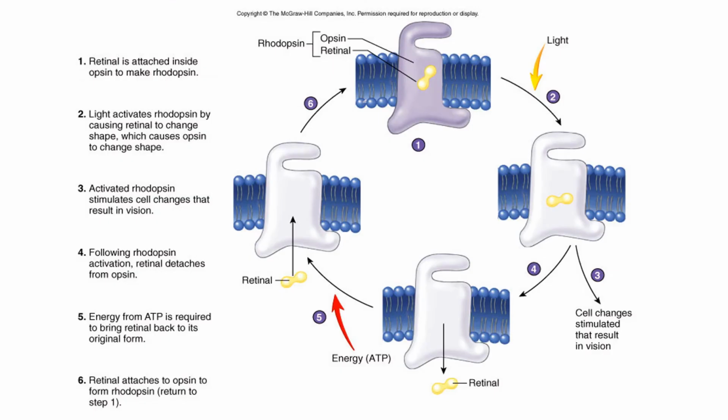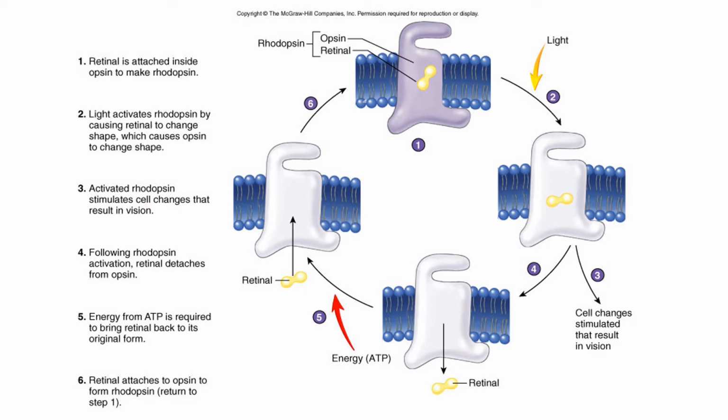Okay, so this is actually how it looks like. So opsin and retinal are bound together. Okay, so retinal is attached inside opsin to make rhodopsin. So when light activates rhodopsin by causing retinal to change shape, which causes opsin to change its shape as well. Okay, so third, the activated rhodopsin stimulates cell changes that result in vision.